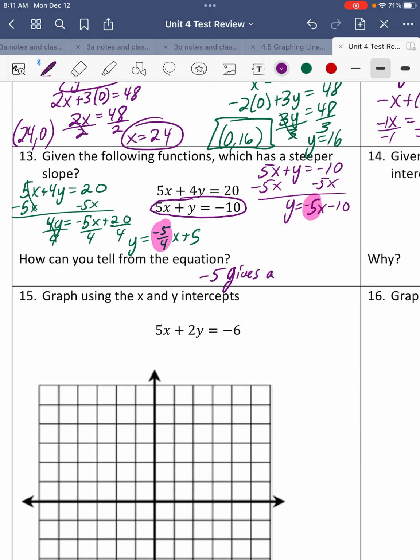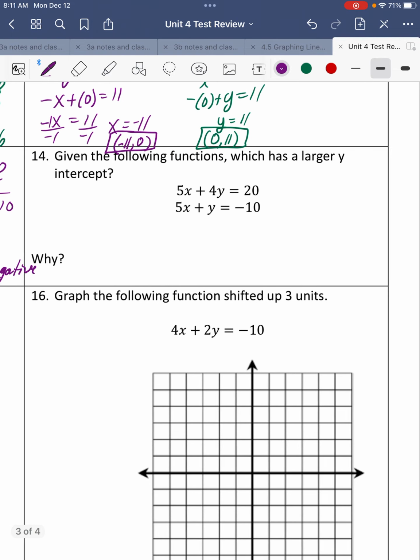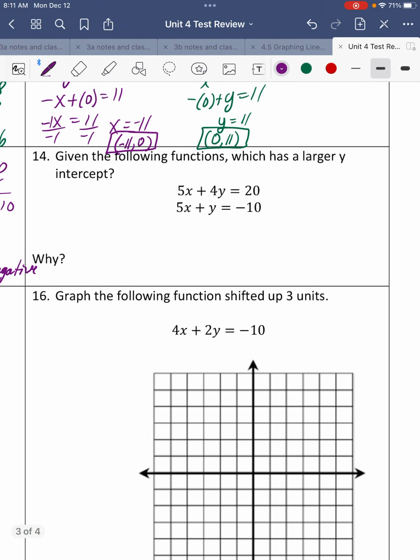I'd say negative 5 gives us a steeper negative slope. All right, which one has a larger y-intercept?